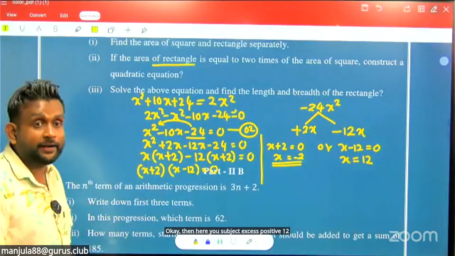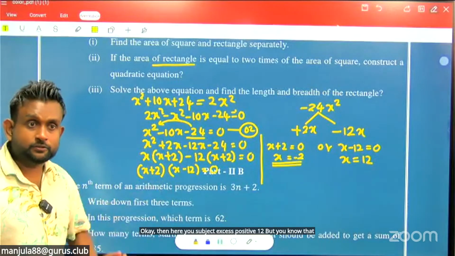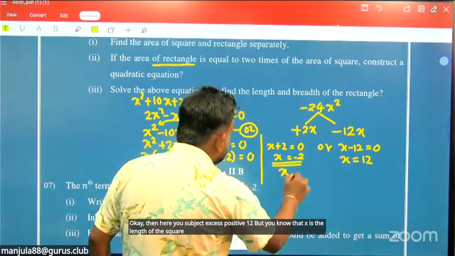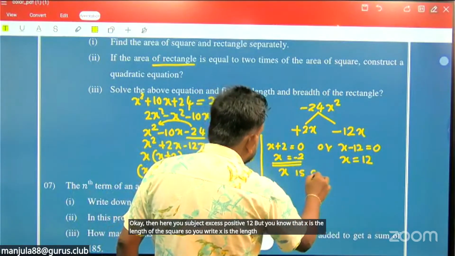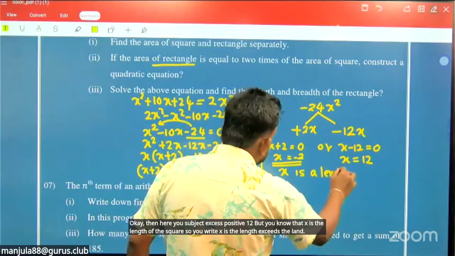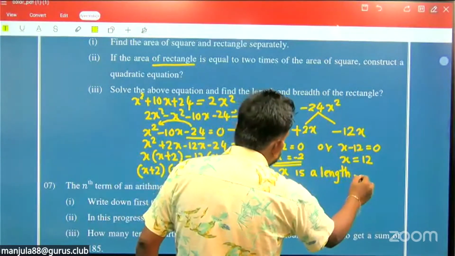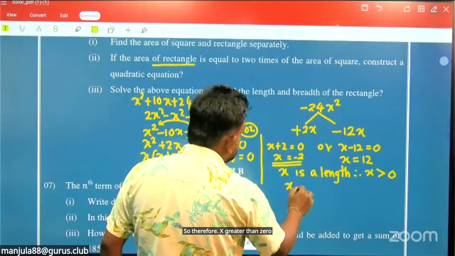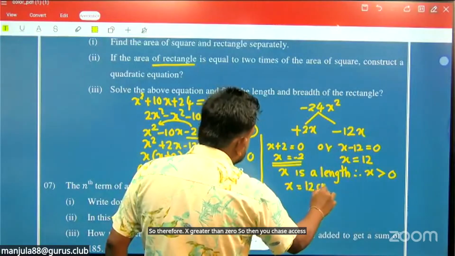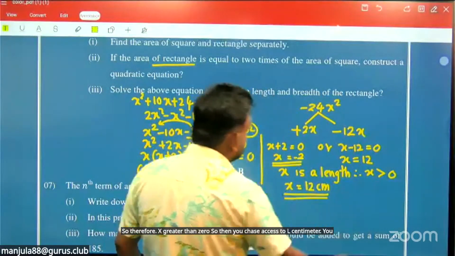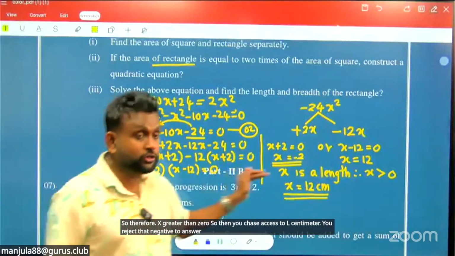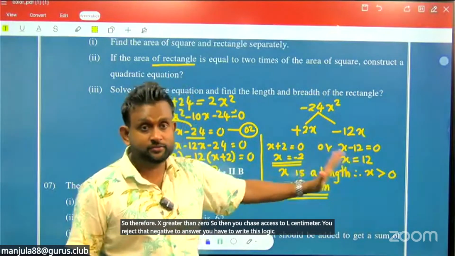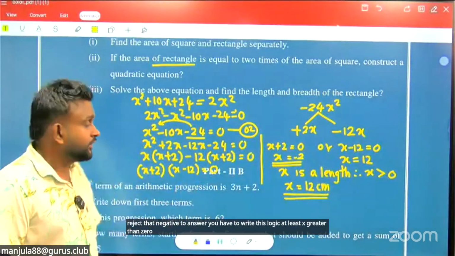But you know that x is the length of the square. So you write x is a length. So therefore, x greater than 0. So then you take x as 12 centimeter. You reject that negative answer. You have to write this logic, at least x greater than 0. You have to write it. Okay, fine.